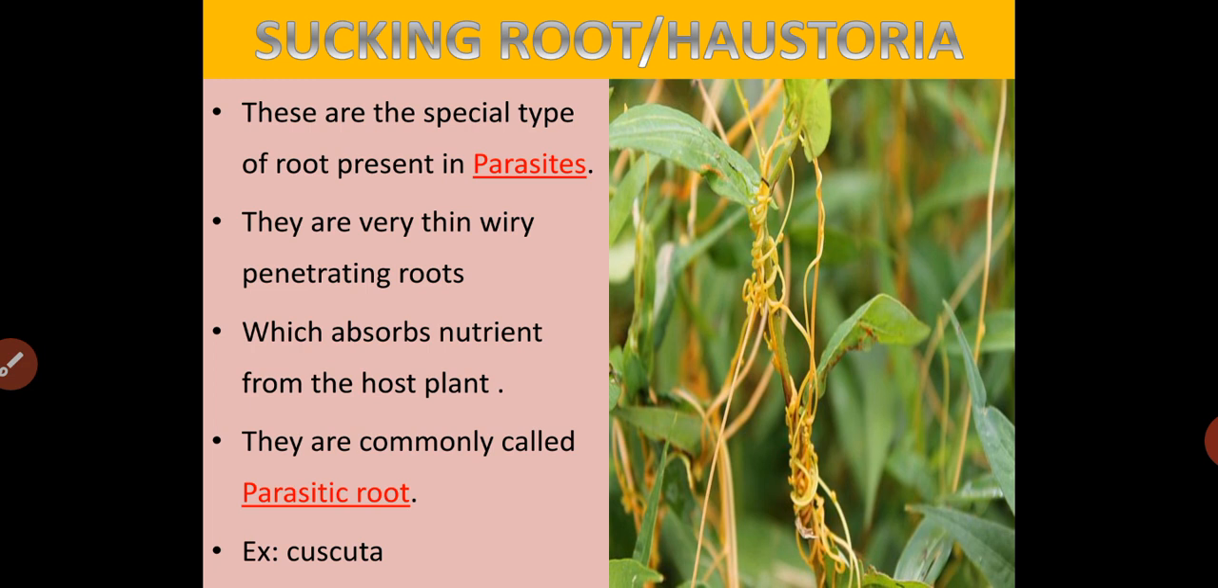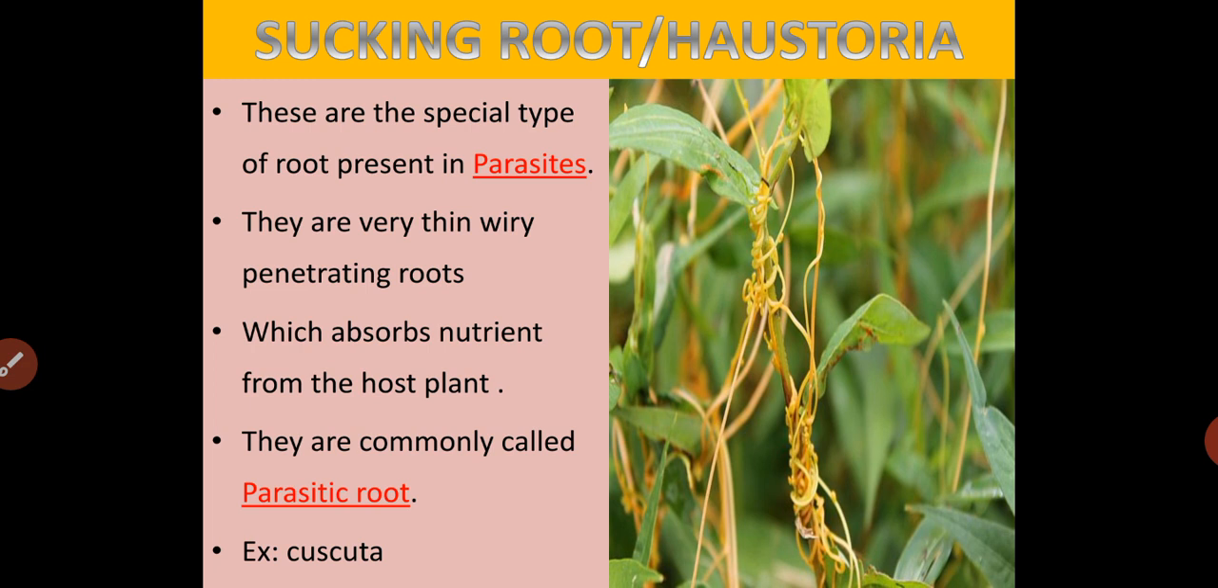Sucking roots or the Haustoria. These are the special type of roots present in case of parasites. They are very thin, wiry, penetrating roots which absorb nutrients from the host plant. They are commonly called parasitic roots, as seen in case of Cuscuta.